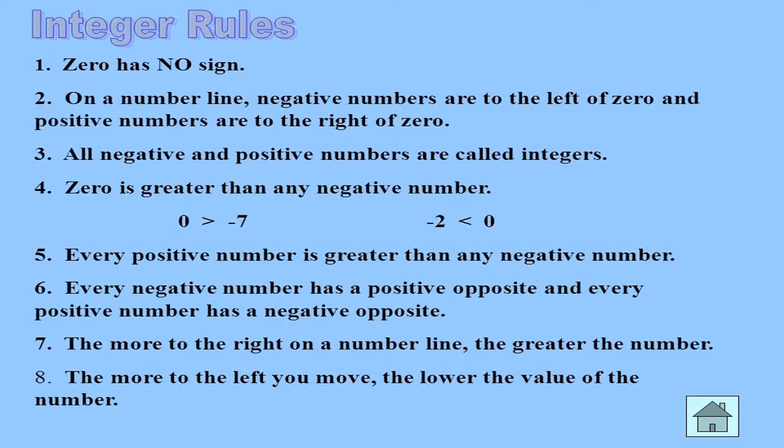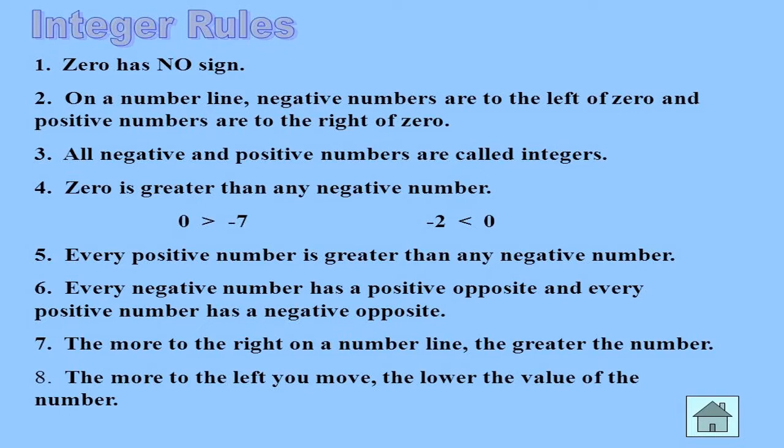0 is greater than any negative number. You can see here 0 and minus 7 is given. 0 is greater than minus 7. Minus 2 and 0 is given. Then minus 2 is less than 0, and 0 is greater than minus 2. Every positive number is greater than any negative number. Okay, students? Every negative number has a positive opposite and every positive number has a negative opposite.